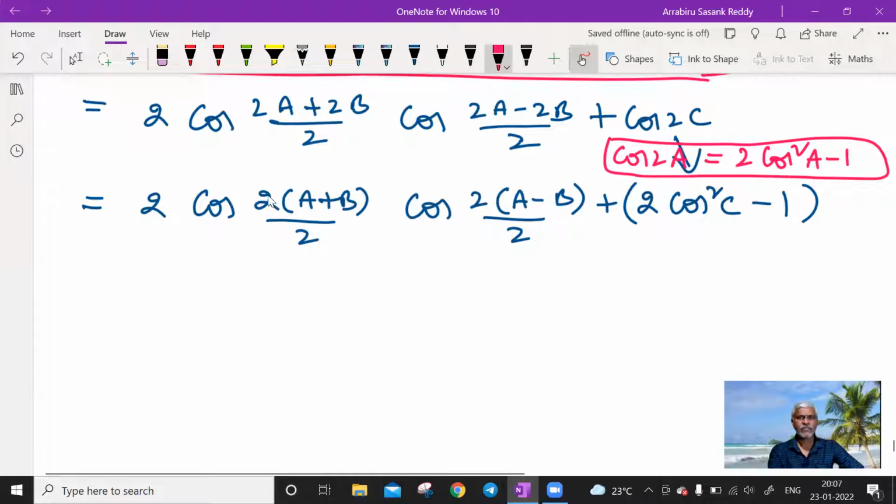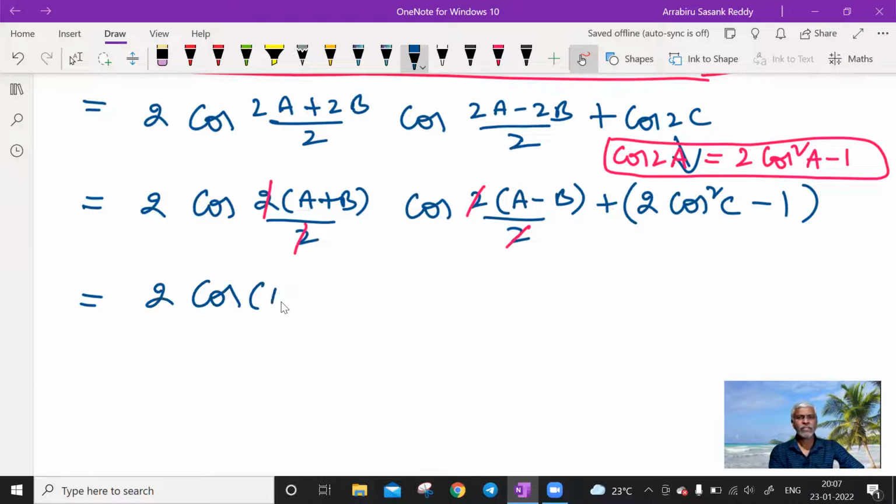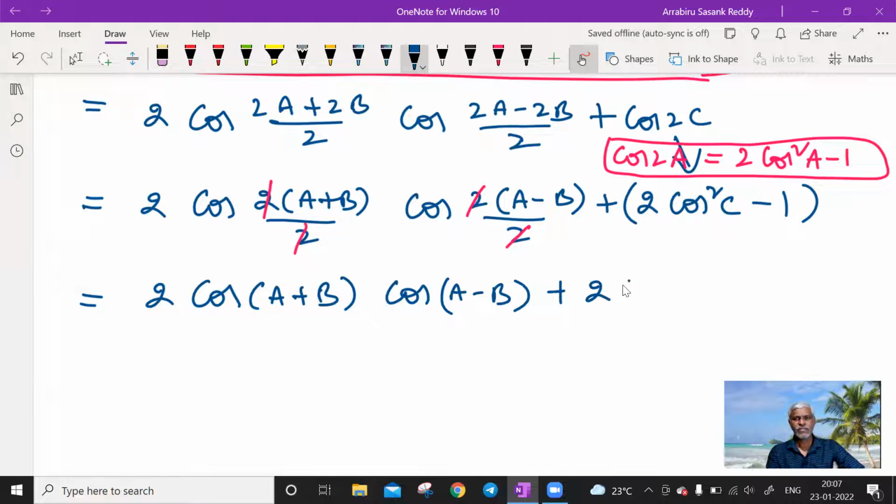So here 2 will get cancelled. So this is equal to 2 cos (A plus B) cos (A minus B) plus 2 cos square C minus 1.